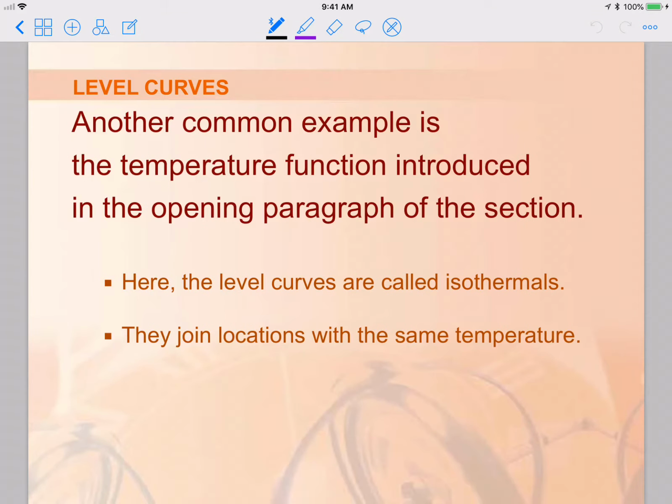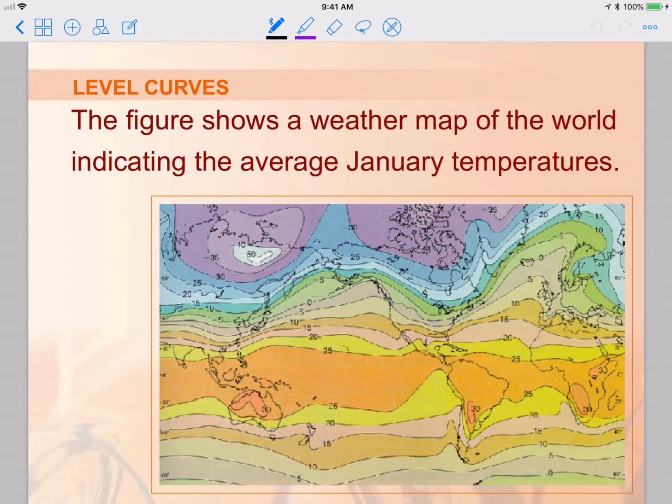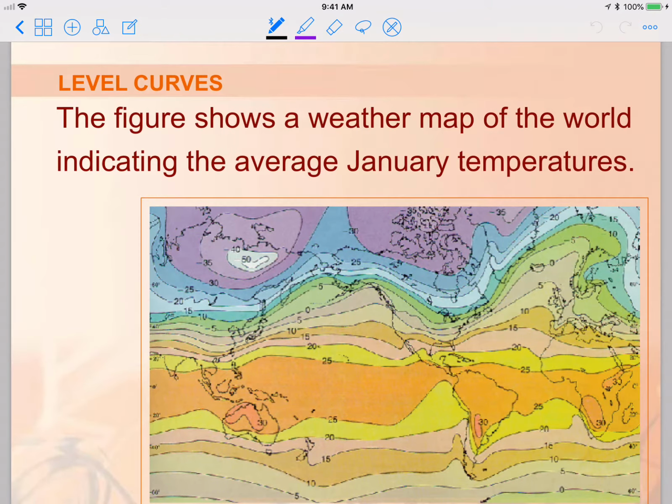Topographic maps are one example where level curves are used a lot. Another example is temperature. Here there's a special word for the level curves: they're called isothermals. Remember, iso means equal or the same, like an isosceles triangle. And therm is heat. So if you have the same heat or equal heat, we're drawing similar lines here.